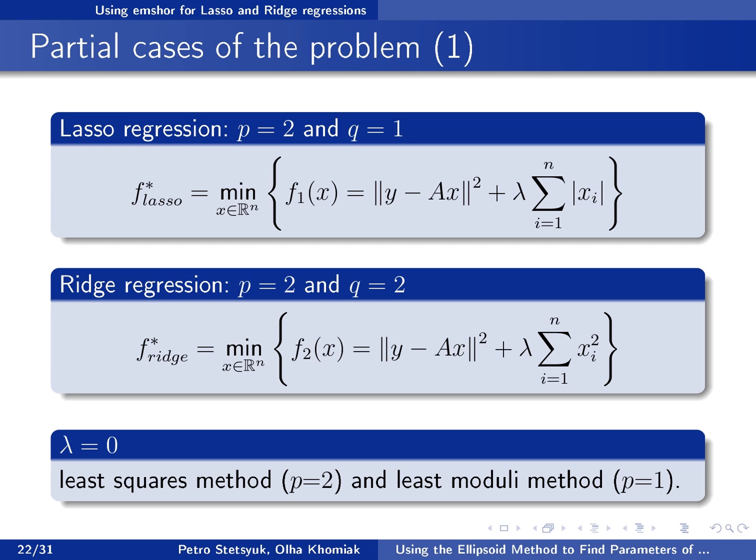The third case is that lambda is 0. Here, one problem degenerates into two problems, which are based on two well-known methods. The first is the least squares method. It corresponds to p equal to 2 and lambda equal to 0. The second is the least moduli method, which corresponds to p equal to 1 and lambda equal to 0. Apart from these partial cases, we can use other values of p and q from range of 1 to 2, and this covers a number of other linear regressions with other regularizations.